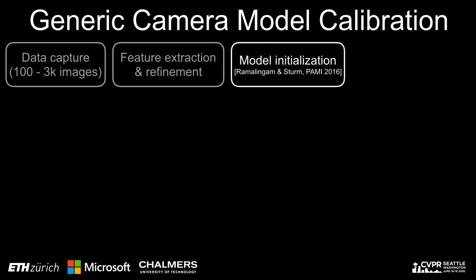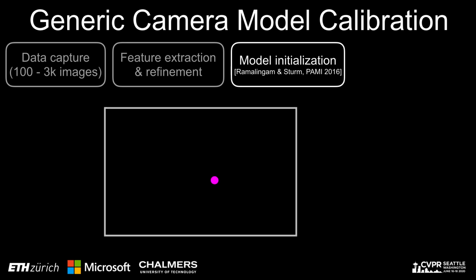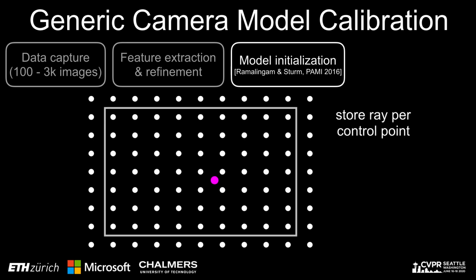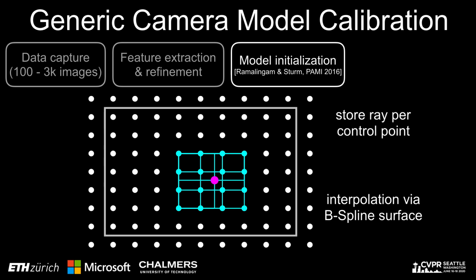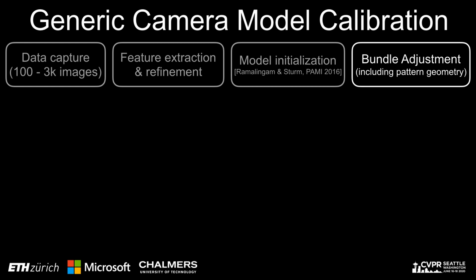We initialize the parameters for either a central or a non-central model using the approach from Ramalingam and Sturm. Rather than modeling each pixel, we use a set of control points. For each control point, we store a ray or line and use interpolation on B-spline surfaces to obtain the rays for the remaining pixels. Finally, we use bundle adjustment to refine the camera model as well as the pattern geometry to account for non-planarities. Next, we compare generic calibrations obtained with our pipeline to traditional parametric models.